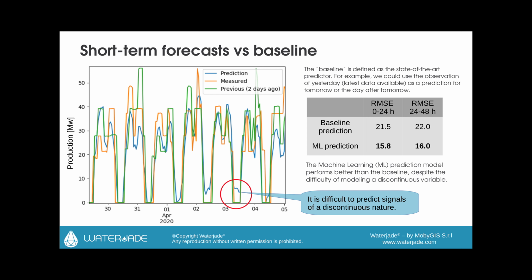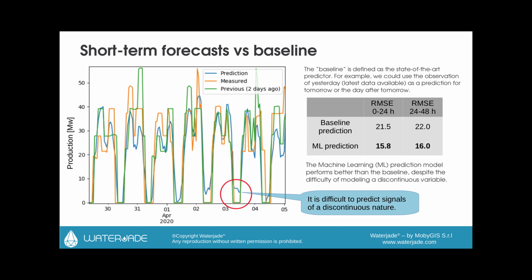To evaluate the performance of the model, we compared the prediction from the hybrid with another predictor, that is the production of the previous 2 days. In the plot you can see in green the production of the previous 2 days, in blue the prediction with the hybrid model, and in orange the measured production.